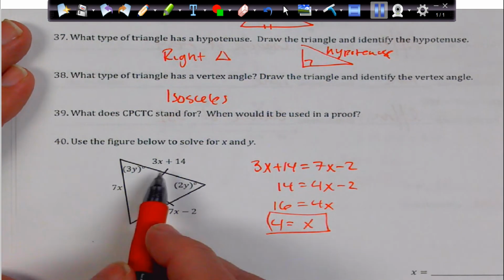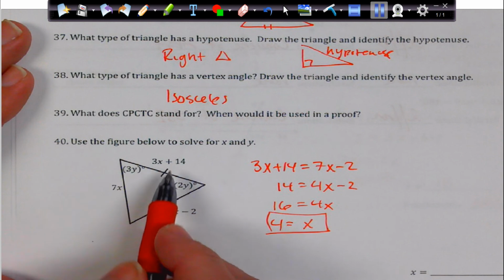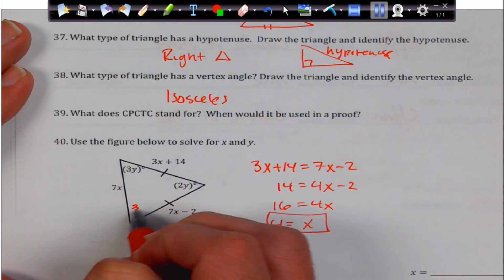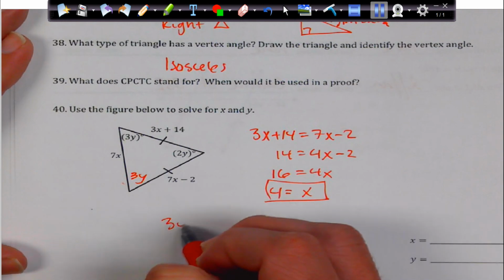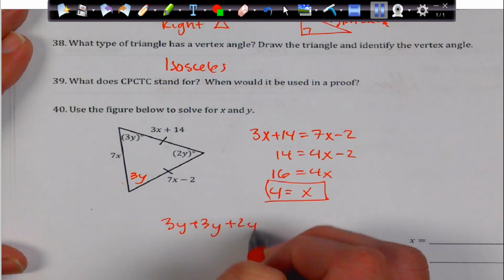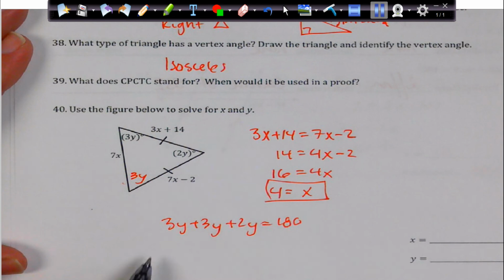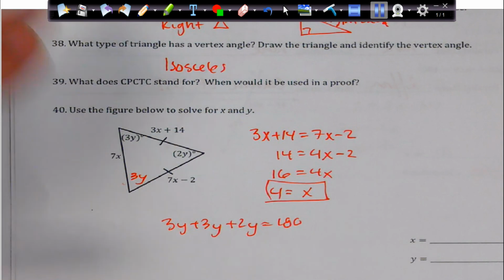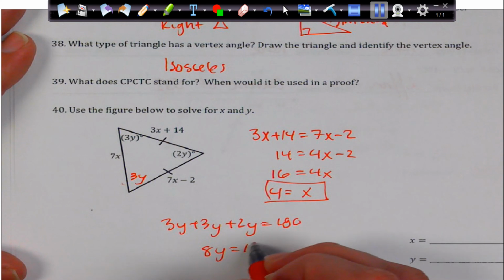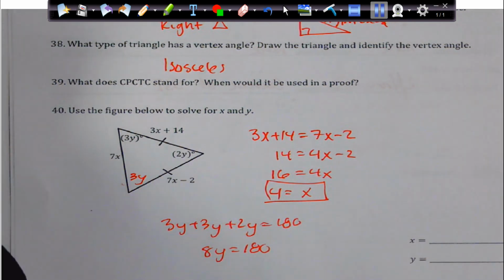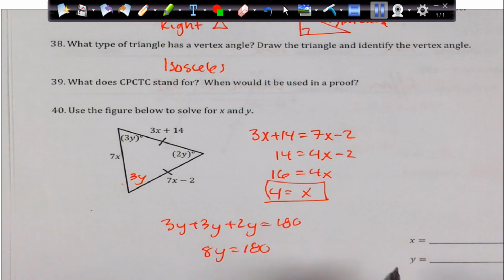This next one, we have an isosceles, which has two congruent sides. That means the base angles are going to be congruent as well. Now I know all three angles. We can add them all up and set equal to 180. Okay, because we know all three angles of a triangle add to 180. So 3 plus 2 plus 3 is going to be 8y equals 180. And 180 divided by 8 is 22.5, I believe.